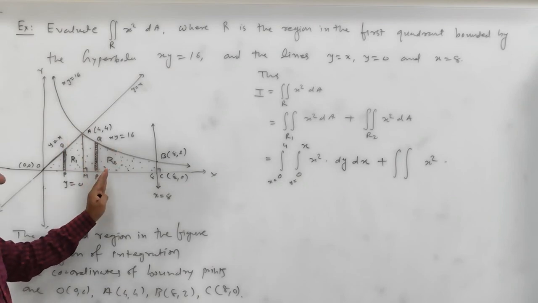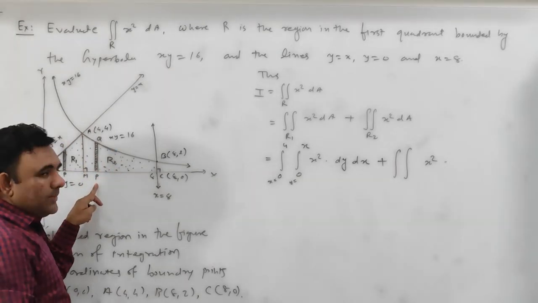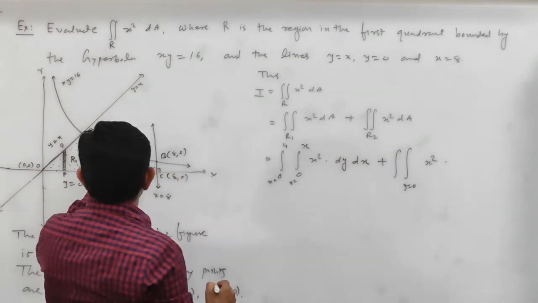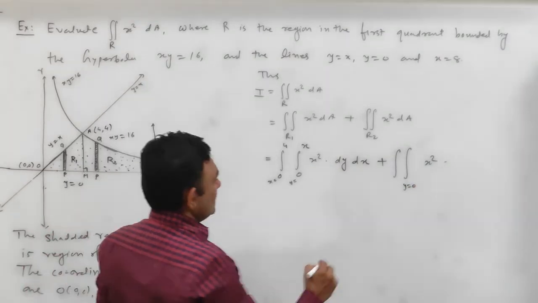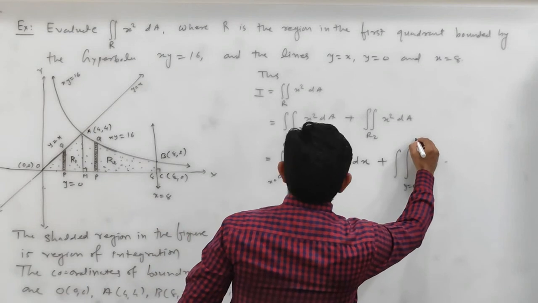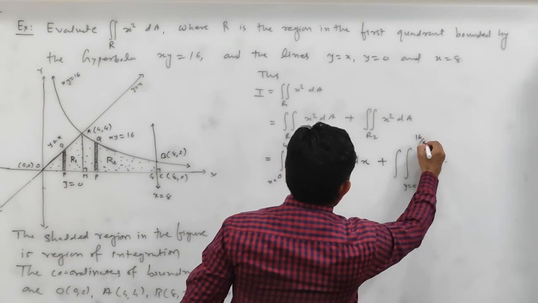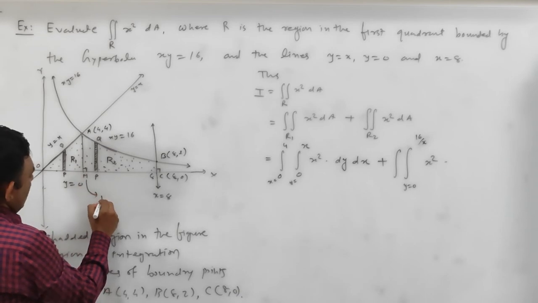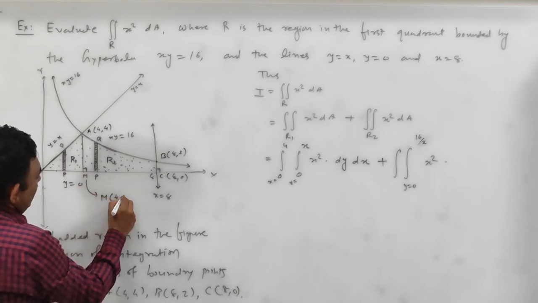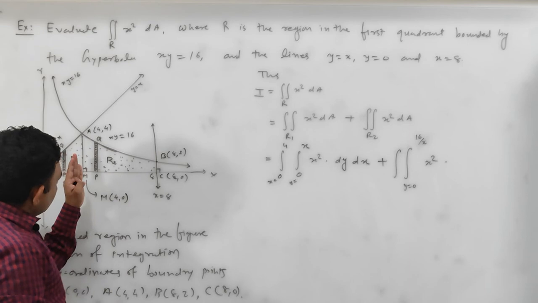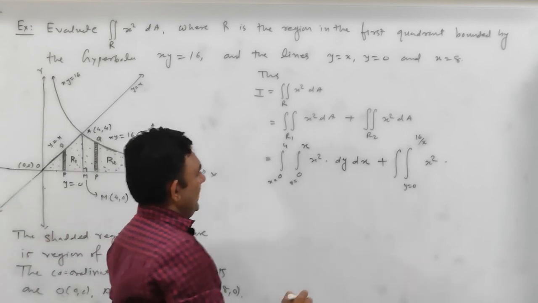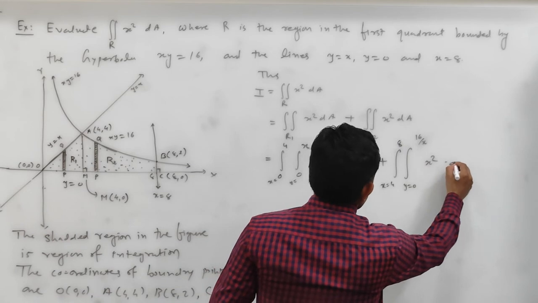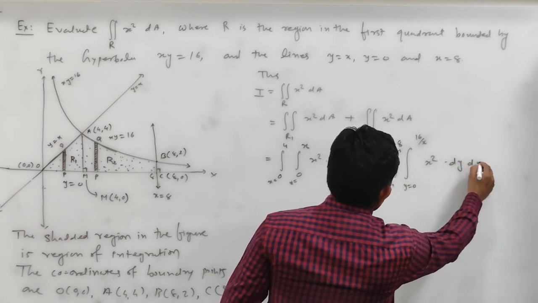after AM, that is in R2, the bottom end is on y equal to 0 and the top end is on y equal to 16 by x, and it moves from the coordinates of M. Let me write here, the coordinates are (4, 0), so x equal to 4 to x equal to 8. So x varies from 4 to 8, and dy dx.